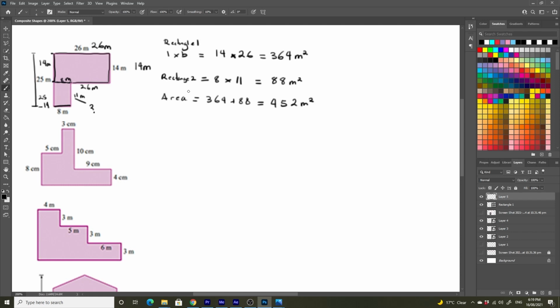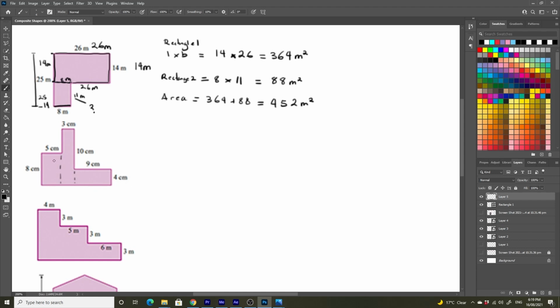Alright, so once we've subdivided it and worked out what each area is, then we just add them together and we have the value of our composite shape. In this next one, it's a little bit more complicated because we can divide it in a few different ways. Let's just divide it into 3 rectangles. Okay, so we've produced 3 rectangles.